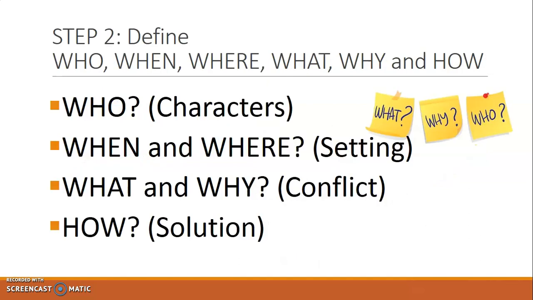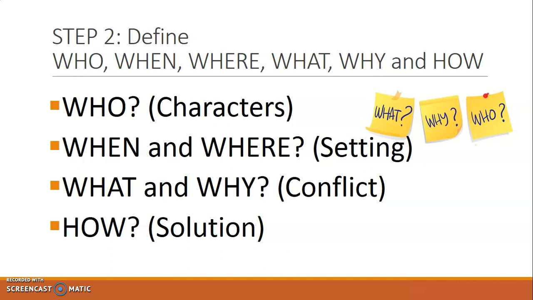After that, you should define who, when, where, what, why, and how. What do we mean by this? Well, this is the information you will include in your story, the part of brainstorming ideas. So, when we ask the question who, we talk about the characters of our story. When we ask the question when and where, we talk about the setting, that is, time and place, when and where this story takes place.